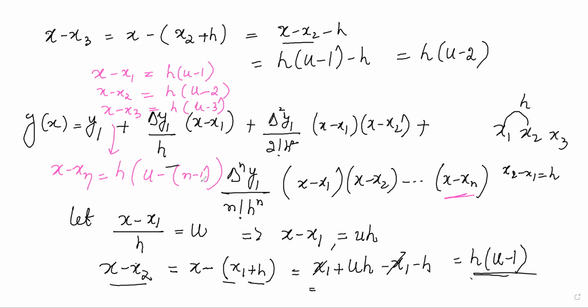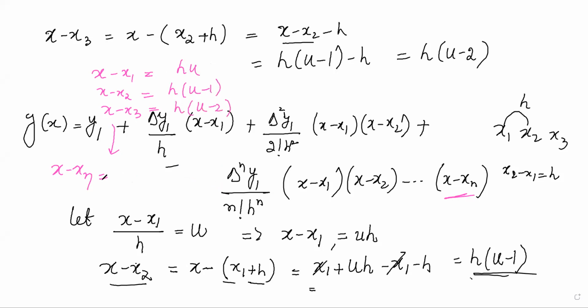Okay, that's a little correction I would like to make here. These values, x minus x1, are not correctly given by me, so there is a little error. x minus x1 is equal to hu. Okay, x minus x2 is h times u minus 1, and x minus x3 is h times u minus 2.